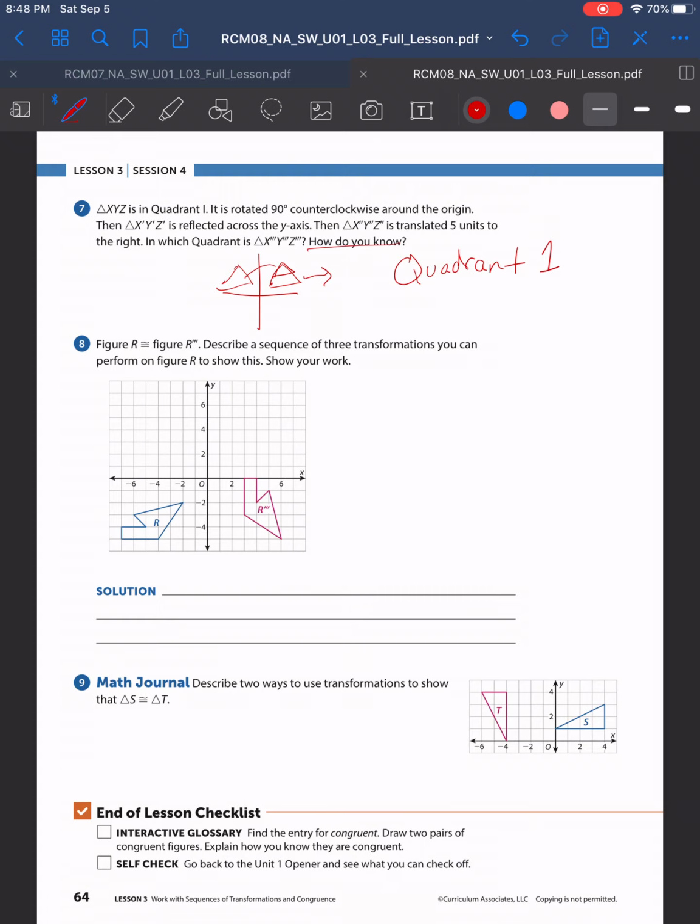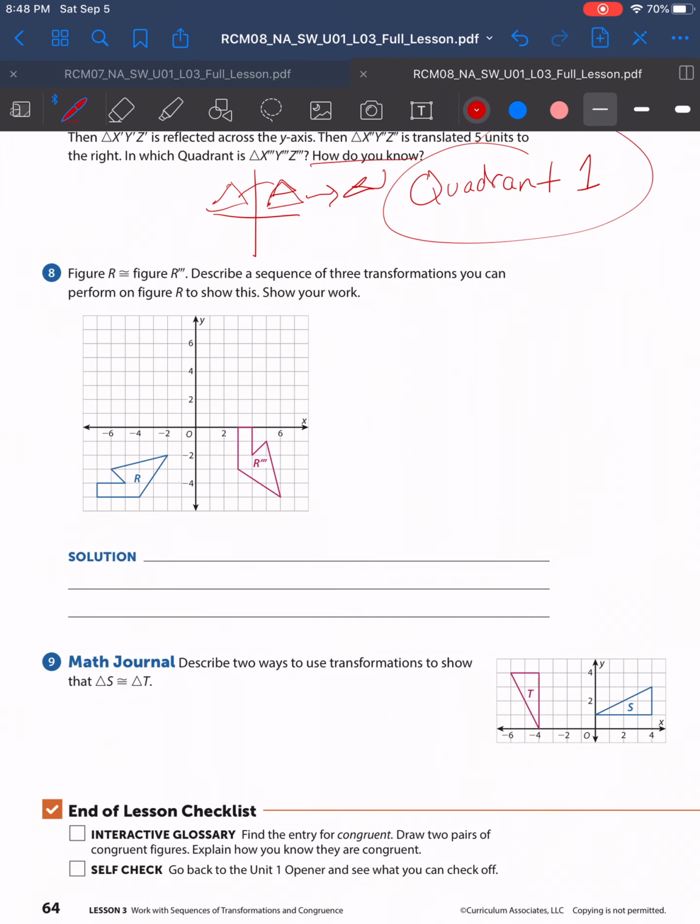How do you know? Because I drew a picture. Number 8, figure R is congruent to figure R triple prime. Describe a sequence of 3 transformations we could perform on figure R to get R prime, or R triple prime.